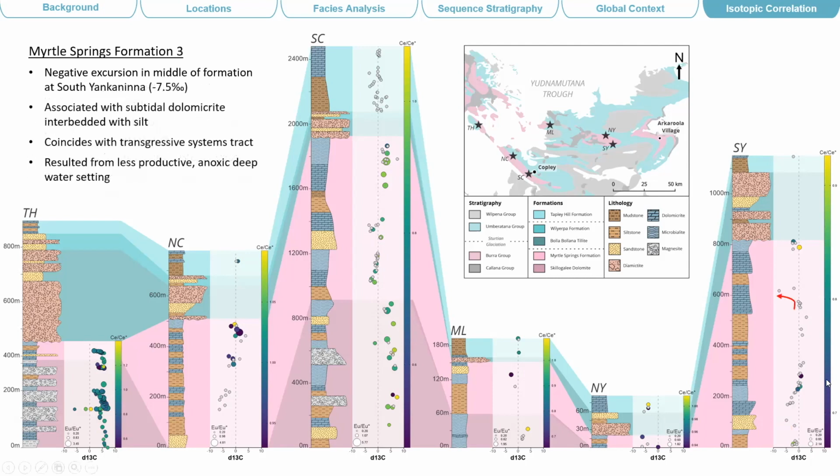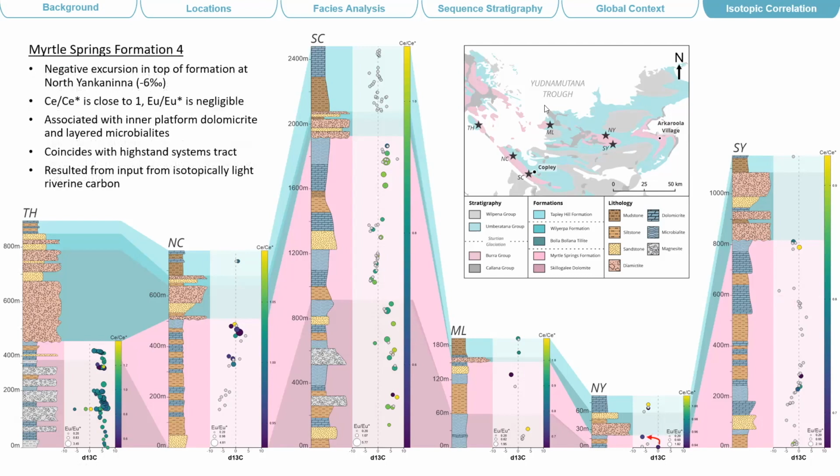Moving up again, South Yanconina, we have another excursion. This one's quite a bit more significant. It's about in the middle of the formation by 7.5 per mil, and it's associated with subtidal dolomites. So we've gone deeper again. This coincides with a transgressive event, so a deepening event. So we think it's quite similar to the one in the base of the Myrtle Springs, where we have a less productive anoxic setting, which drives the delta 13C down.